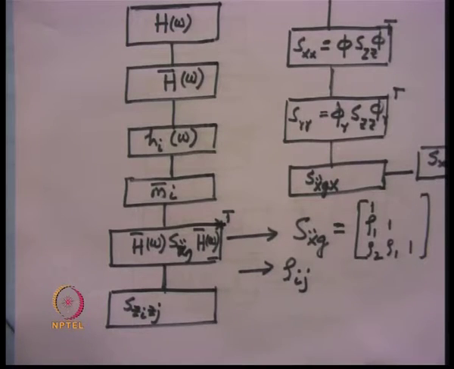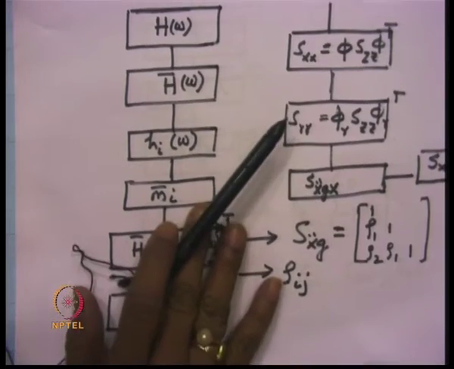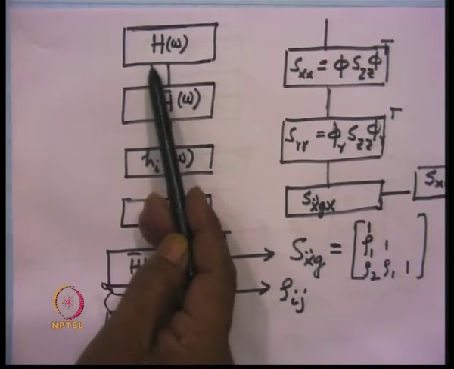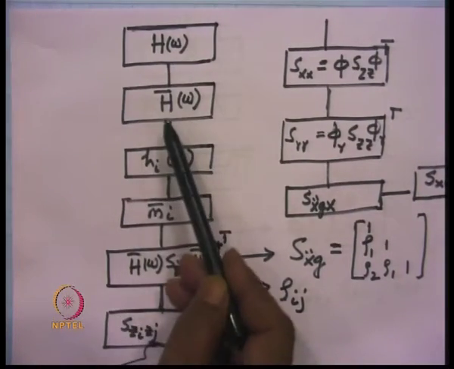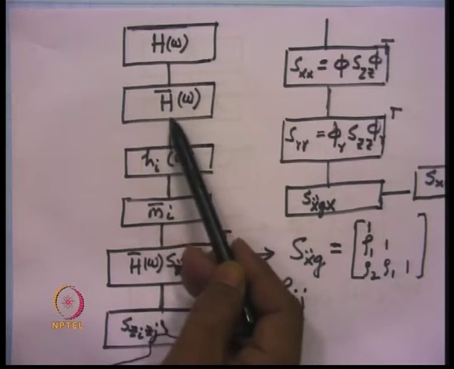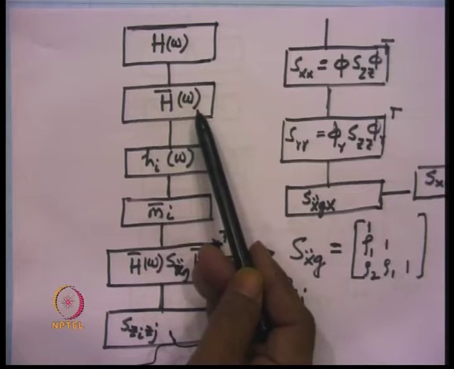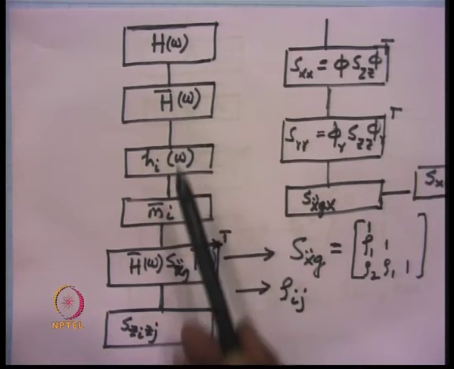So, once we have that, then one can obtain the H(ω) matrix that is required using K, M and C. If we are not interested in all the responses, then the reduced frequency response function matrix H̄(ω) can be obtained.